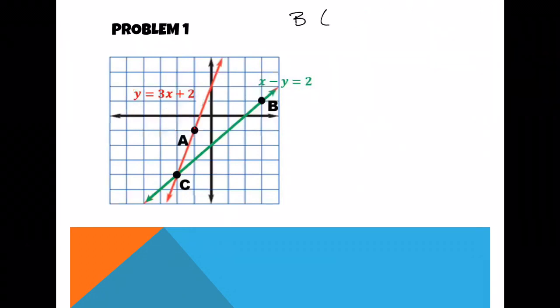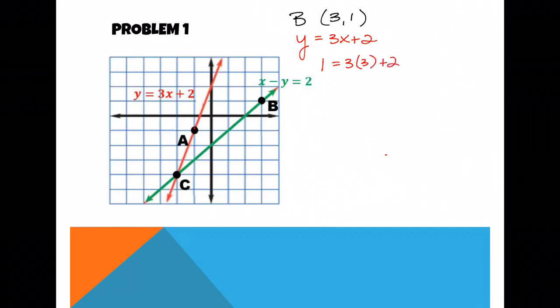So you should have figured out that the point B is the ordered pair 3, 1. And let's first substitute that into the first equation, the red equation, y equals 3x plus 2. So we'll substitute in 3 for x and 1 for y. So 1 equals 3 times 3 plus 2. 1 equals 9 plus 2, or 1 equals 11. Not true.